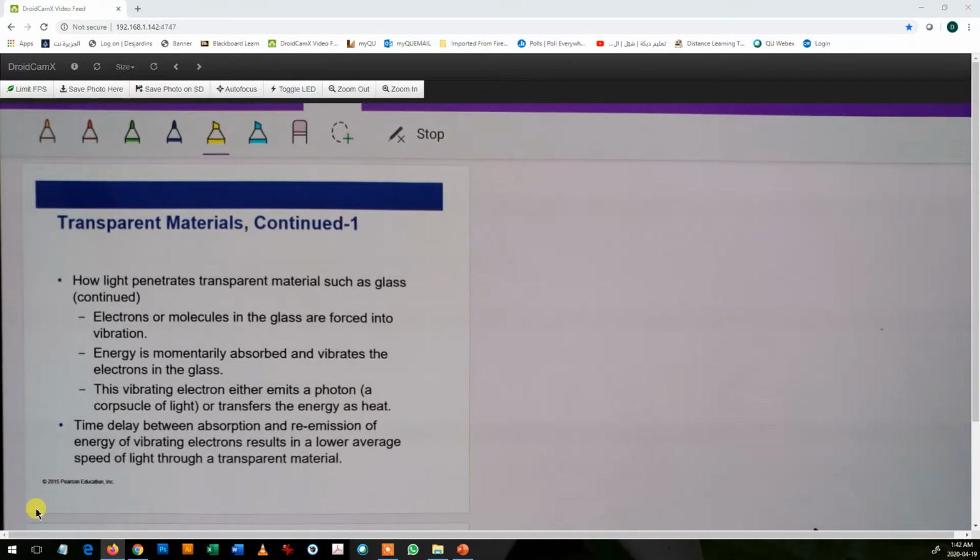It will then become a little bit slower in the atmosphere. Then when it goes through liquid, it becomes slower, and through solid, if it is transparent, it will be even slower.